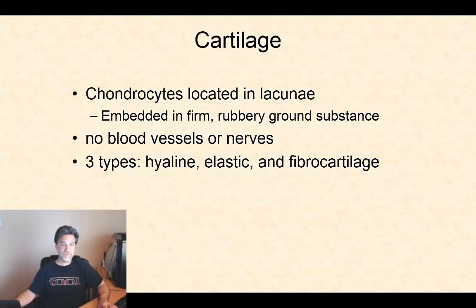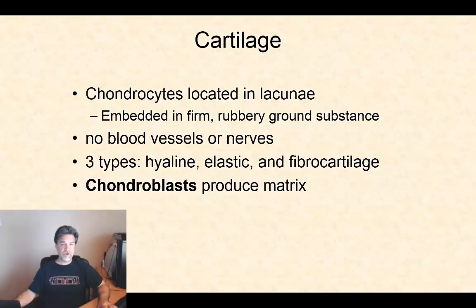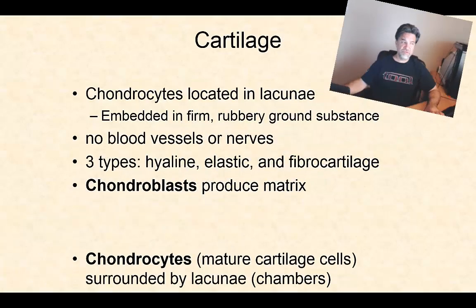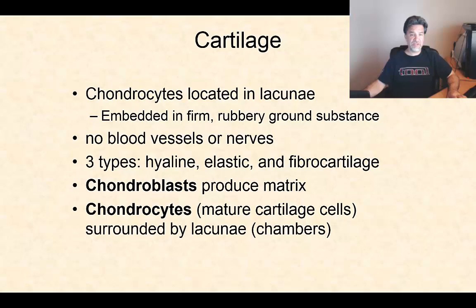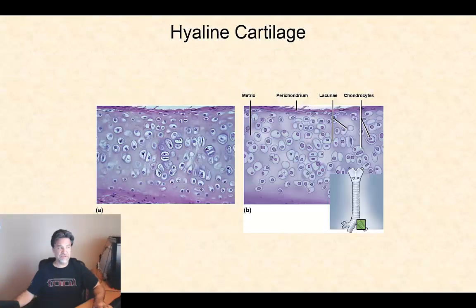There are three types of cartilage tissue. There is hyaline cartilage, elastic cartilage, and fibrocartilage. They each have their own unique characteristics and their own particular locations in the body. As we already discussed, chondroblasts produce the matrix, and it's the chondrocytes in the lacunae that maintain the matrix.